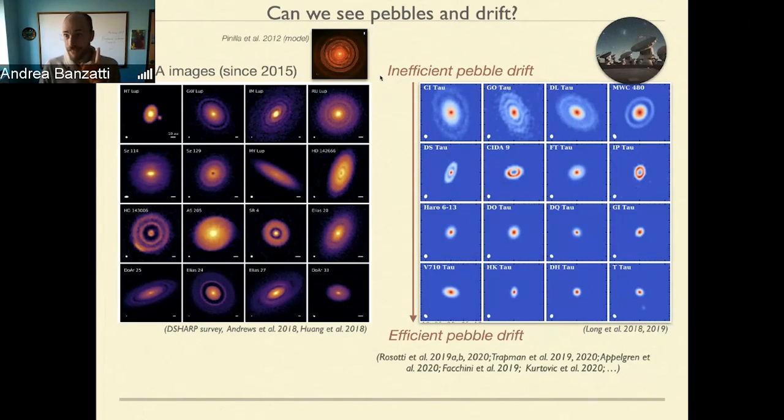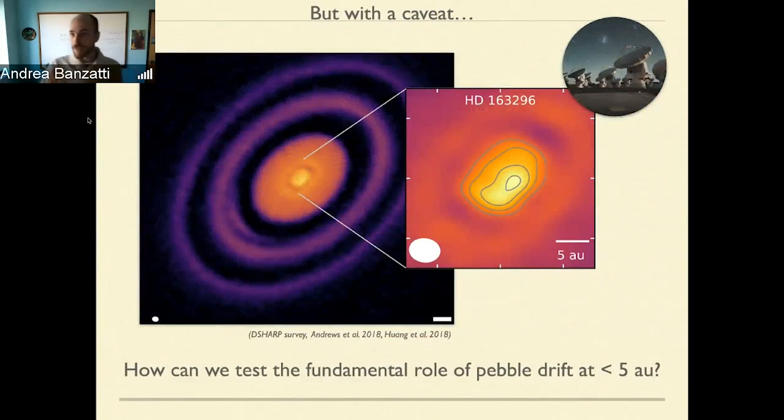But there is a caveat. And the caveat, in this beautiful story so far, is that even at the maximum angular resolution of ALMA, now we are zooming in on the inner regions of one of these disks. This is the angular size of ALMA. We are essentially blind to the distribution and dynamics of pebbles inside of a few AU. So how can we test their fundamental role in planet formation, the formation of super Earths, if we are essentially blind to what happens to pebbles inside of a few AU in disks?